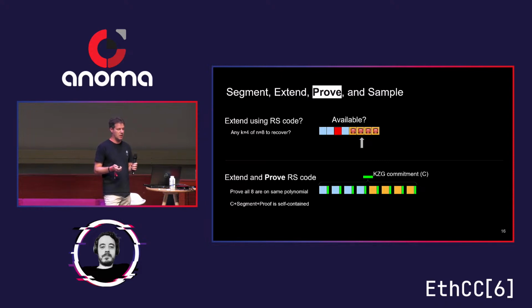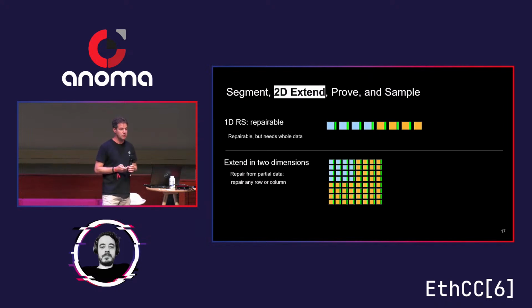So we use KZG commitments over the same polynomial, which is used for the Reed-Solomon encoding, the erasure coding, so that the actual erasure extension is proven. So when you have the commitment, you have the segment, and you have the proof, this is self-contained, and this is telling you that this is a good one. So you can actually sample again. So this would be good, but this is still not enough.